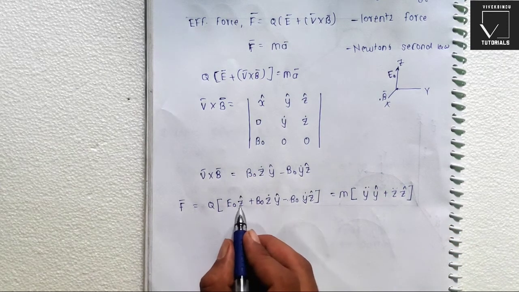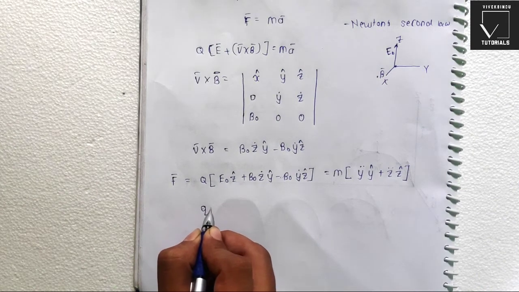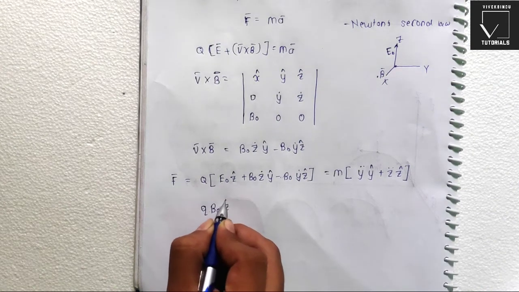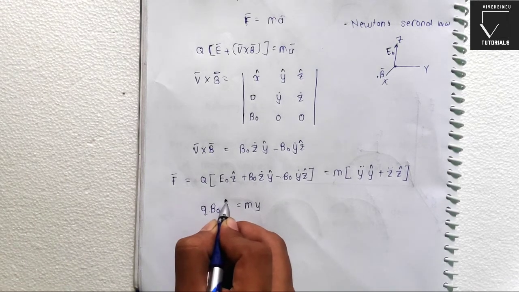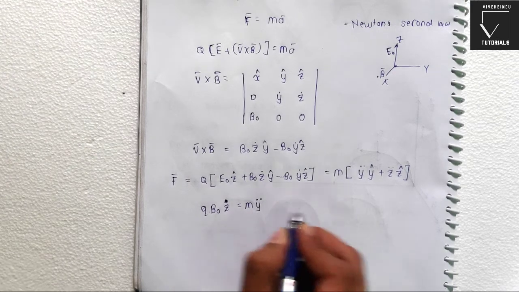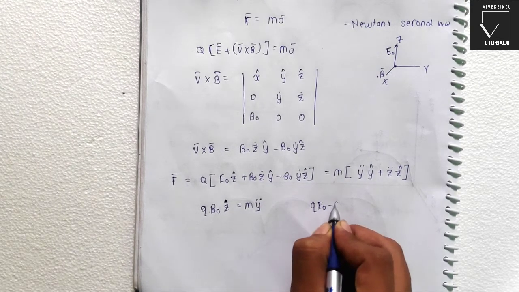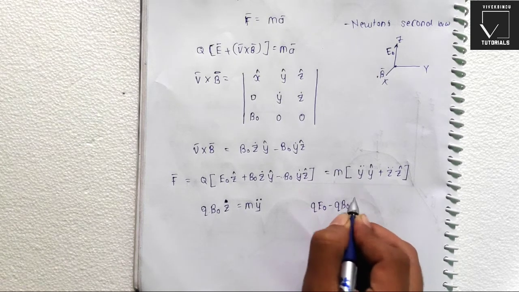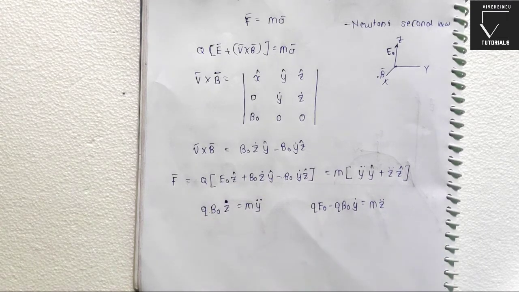So let's separate the y cap and z cap components. We get qB0 z dot is equal to m y double dot, and qE0 minus qB0 y dot is equal to m z double dot. So these are the two equations we have, and these are differential equations. We have to solve them.